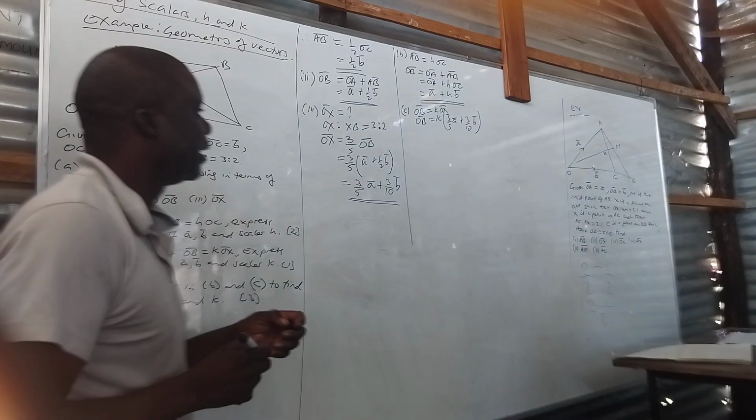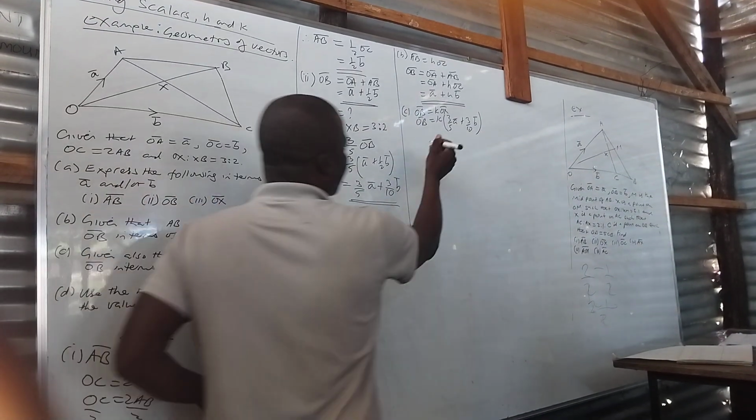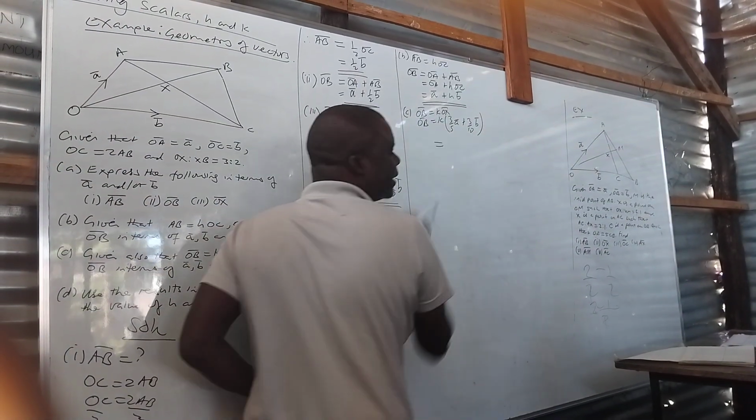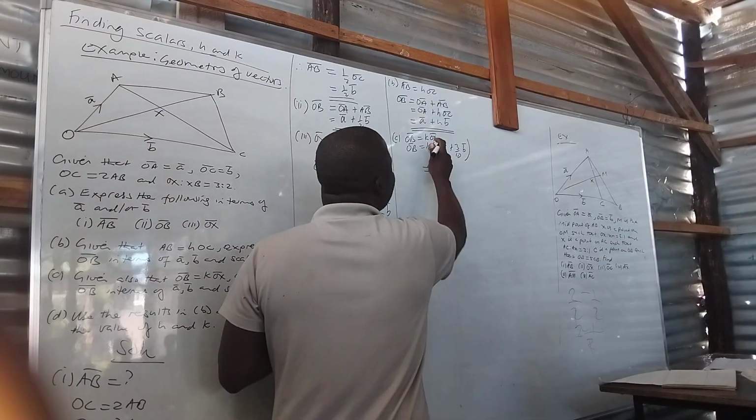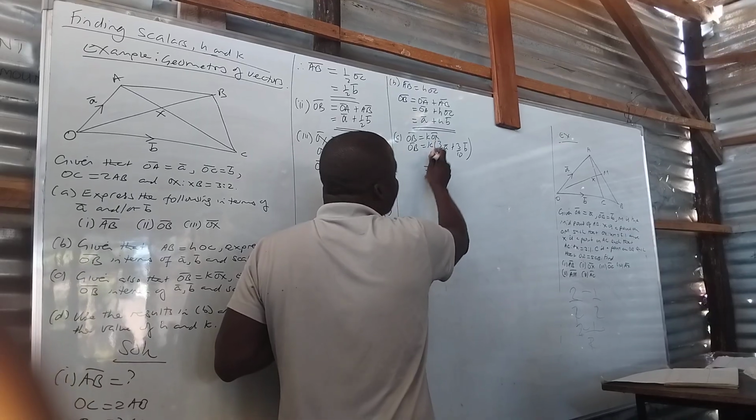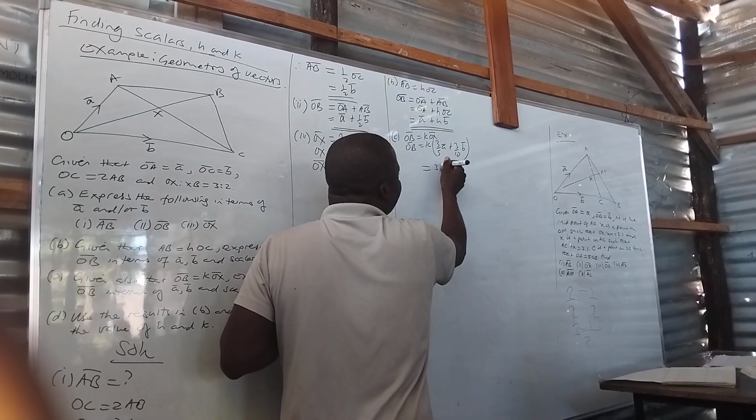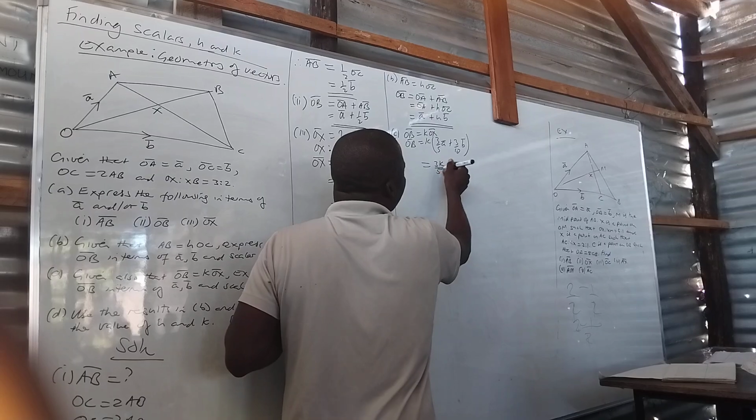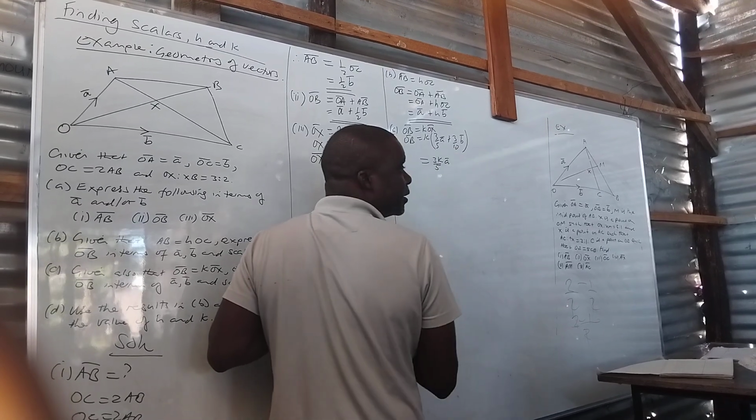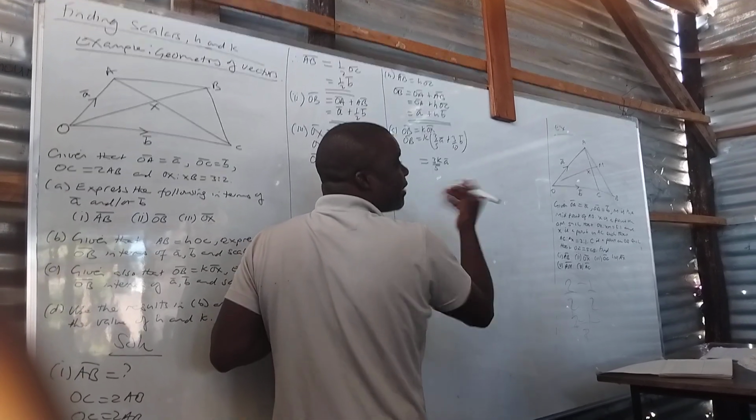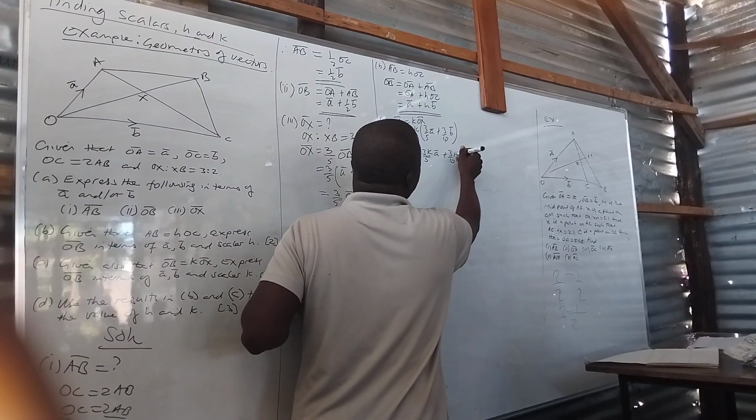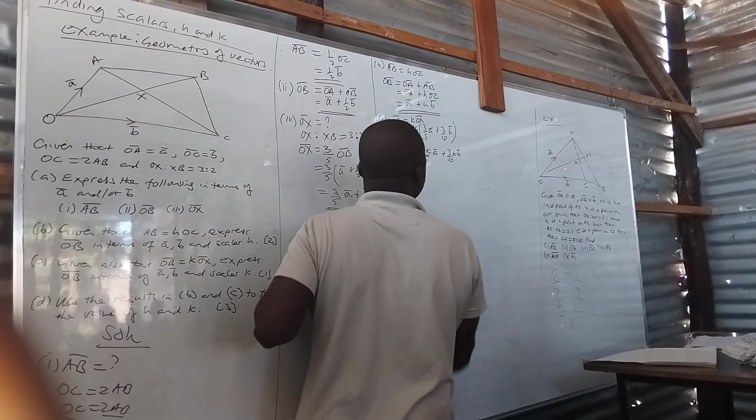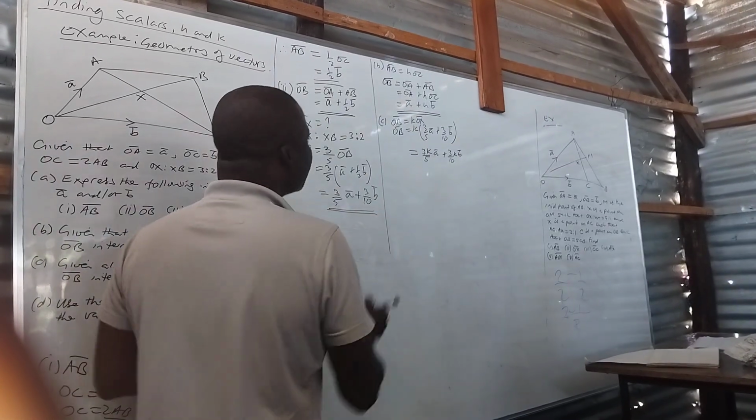Then what do we do? We multiply by the constant K. So this is K over 1 and this is K over 1. So K times 3 over 5 vector A, and this is 3 over 5 K plus 3 over 10 K B. So I'm going to write this OB.